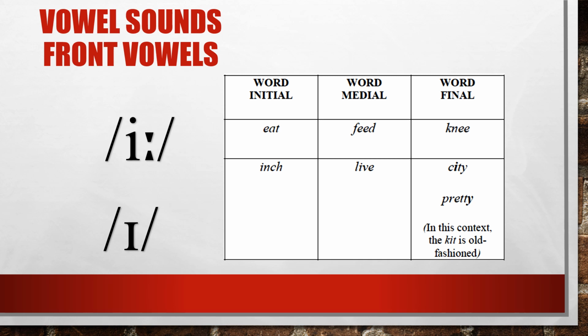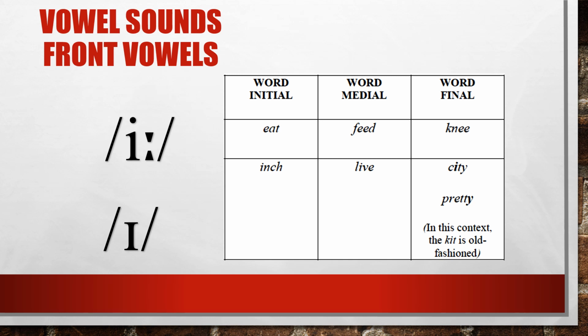The second sound is this one. E. Now close your eyes again and concentrate on the questions that I told you for the previous vowel. So is it short or long, and is there a lot of tension? What do you think is going on in my mouth, with my lips? So I'm going to say the sound 3 times. E, E, E. This is the sound you will find in words like inch, live. In final position, city, pretty.